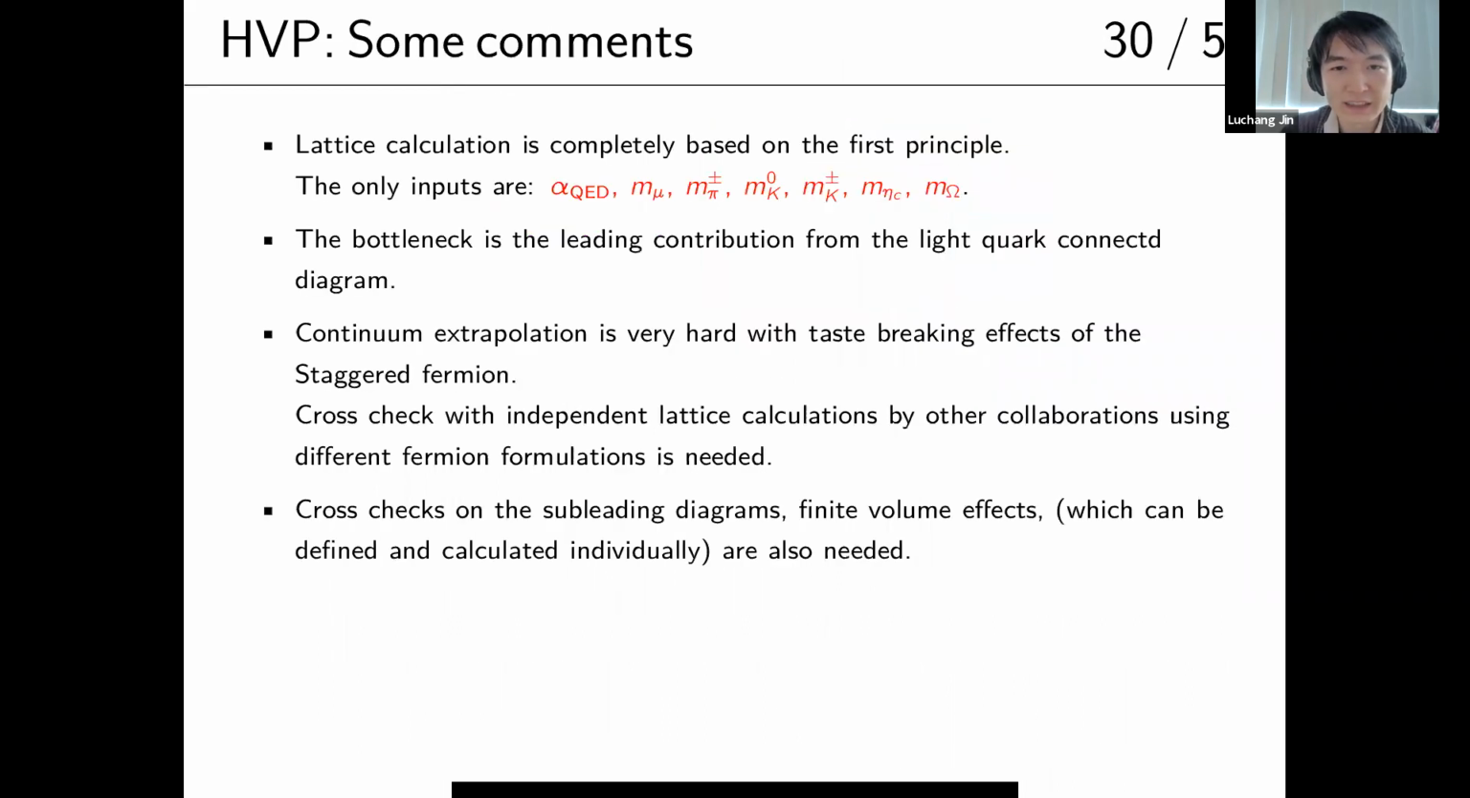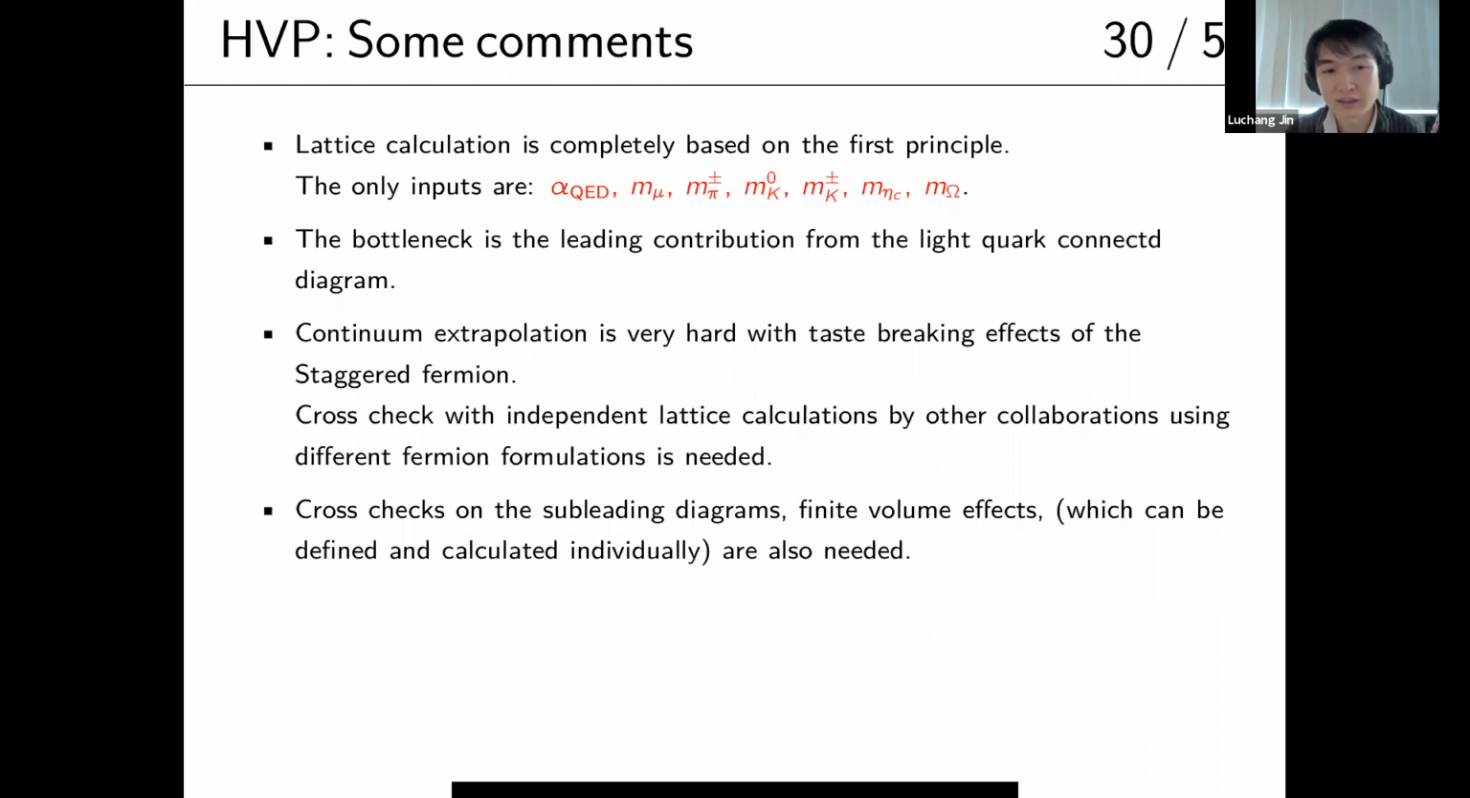So the summary is that for the HVP, we just need a handful of inputs. The lattice with this handful of input parameters can give the HVP contribution to muon g-2. The bottleneck is really just the leading contribution from the light quark connected diagrams. This is the leading contribution, and it's also the bottleneck.